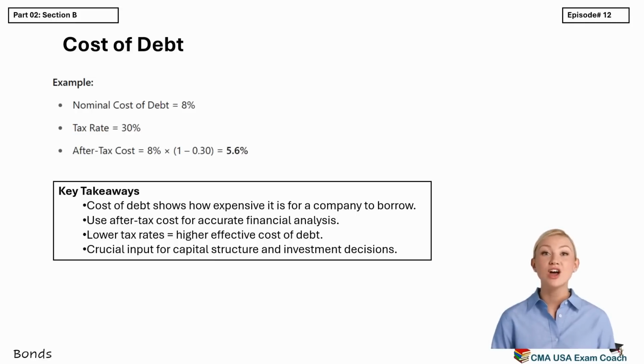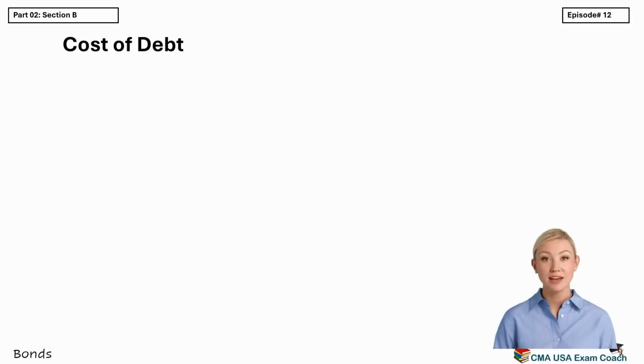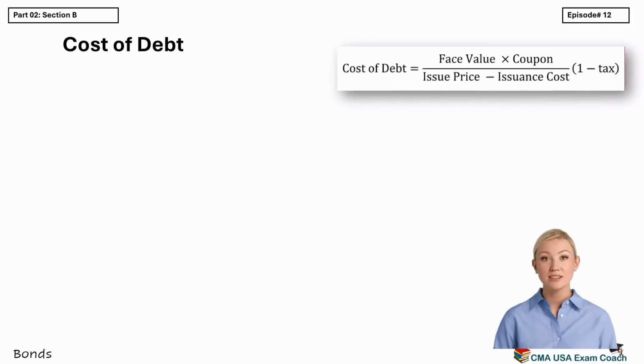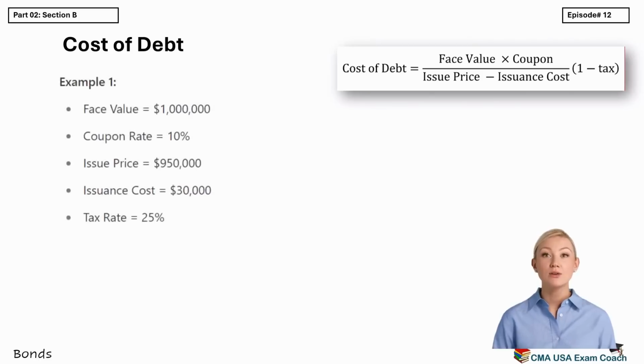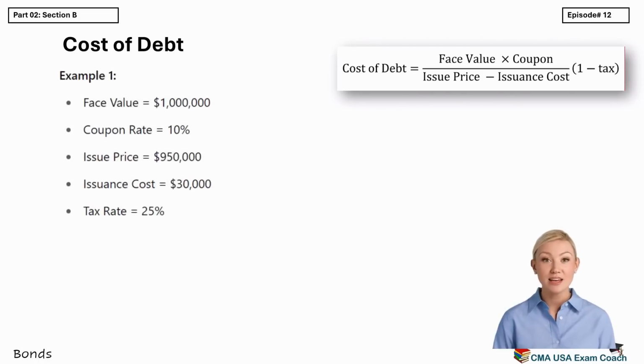Let's now calculate the cost of debt using a more detailed formula that includes issuance costs. Here's the formula. Cost of debt equals face value multiplied by coupon rate, divided by issue price minus issuance cost, multiplied by 1 minus tax rate.